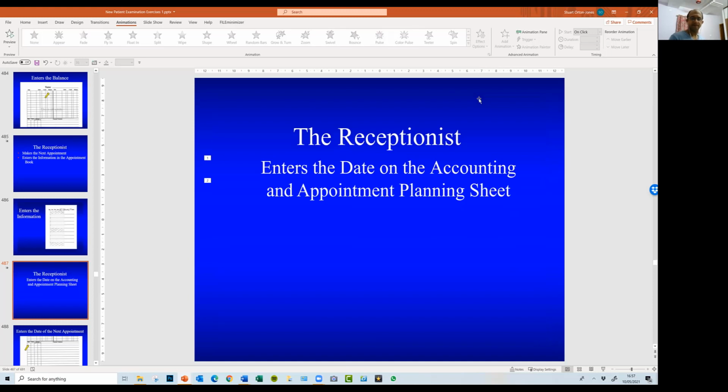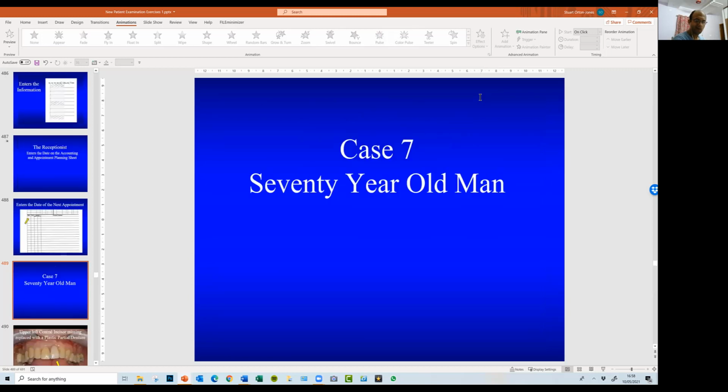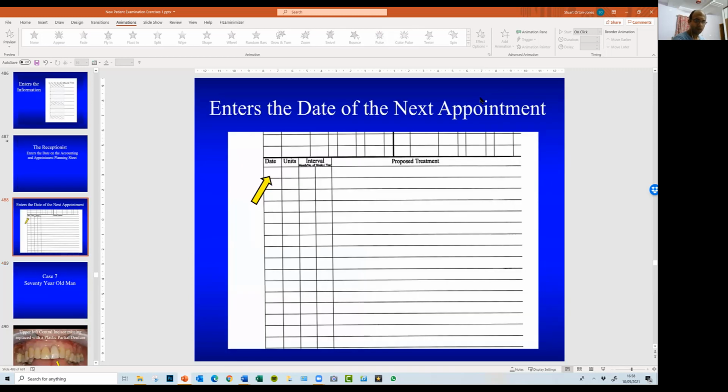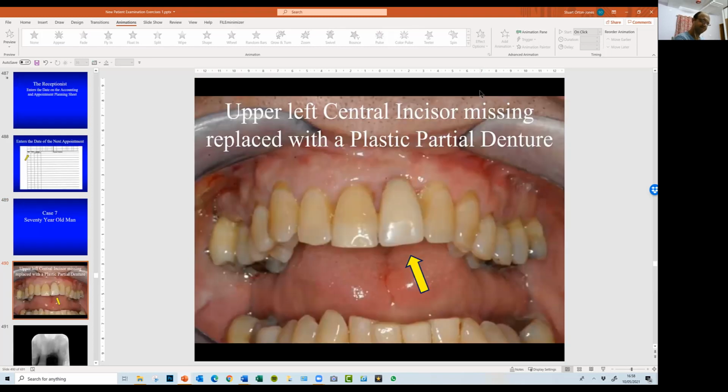Okay. And she enters the date on the accounting and appointment planning sheet just here in pencil. Okay. So that's the end of that patient. We now have a 70-year-old man who has a plastic denture, which he doesn't like. Do you remember this patient?